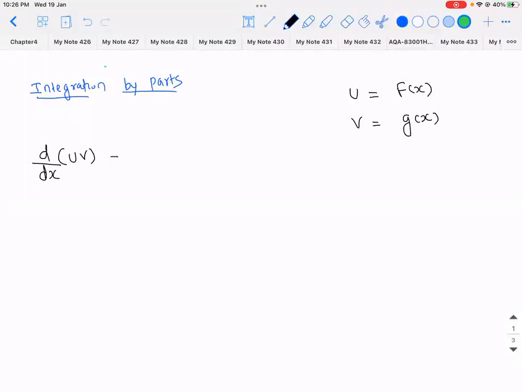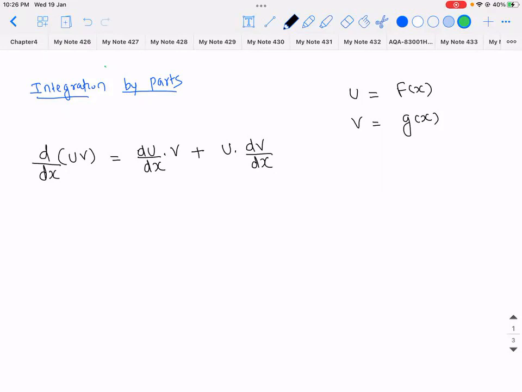So we are going to use what? We are going to use the product rule, right? What does the product rule say? The derivative of the first function, that is du over dx, multiplied with the second function, plus the first function into the derivative of the second function. Am I correct? So that is the scenario.